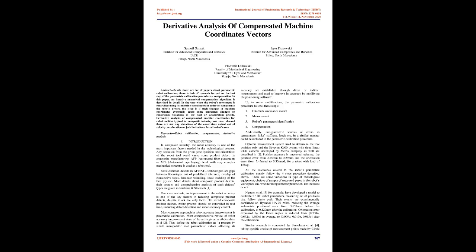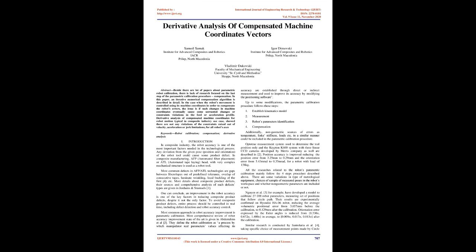The most comprehensive review of the robot accuracy improvement state of the art is given in Abdurrahim et al. [2]. They define robot calibration as a process by which the manipulator's real parameter values affecting its accuracy are established through direct or indirect measurement and used to improve its accuracy by modifying the positioning software. Up to some modifications, the parametric calibration procedure follows these steps. 1. Establish kinematics model. 2. Measurement. 3. Robot parameters identification. 4. Compensation. Additionally, non-geometric sources of errors such as temperature, link stiffness, loads, etc., could in a similar manner be included in the parametric calibration procedure.